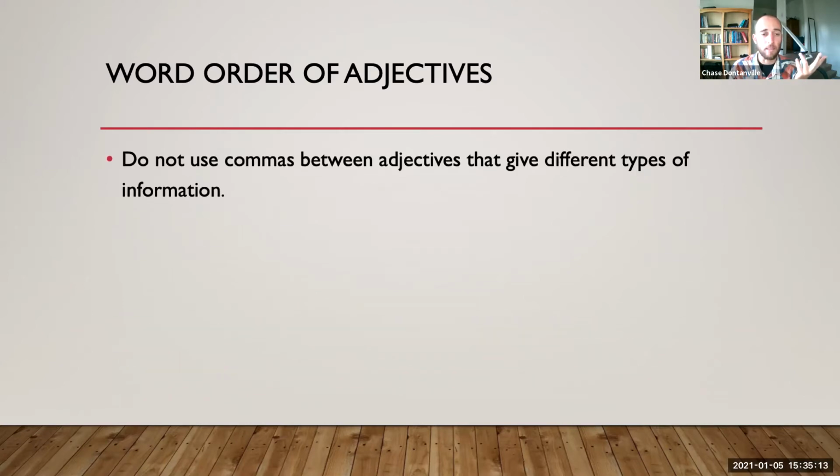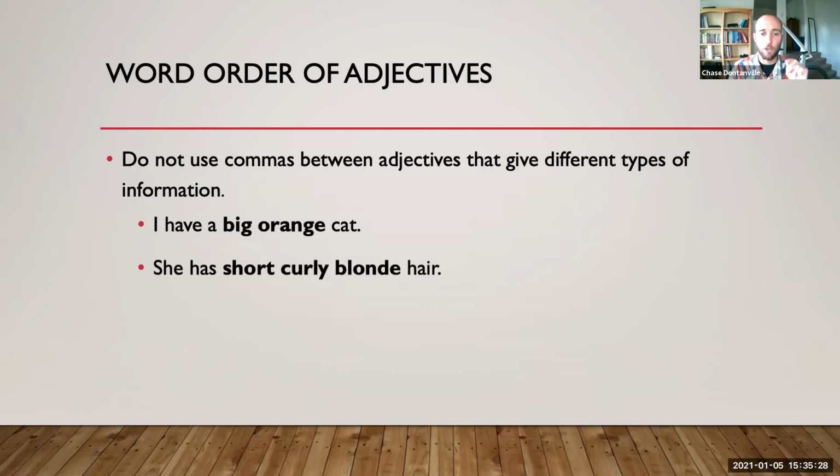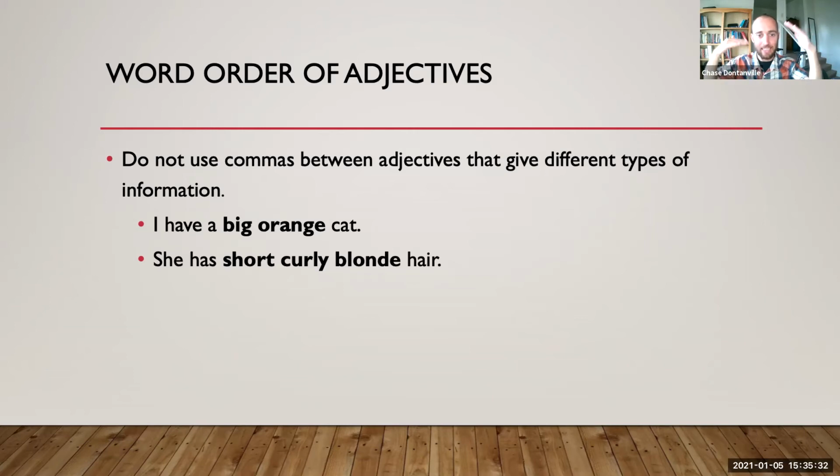And do not use commas, okay? Do not use commas between adjectives that give different types of information. So I have a big orange cat. No comma, because big is size, orange is color. She has short, curly blonde hair. No comma. Short is length, curly is the type of hair, and blonde is a color.